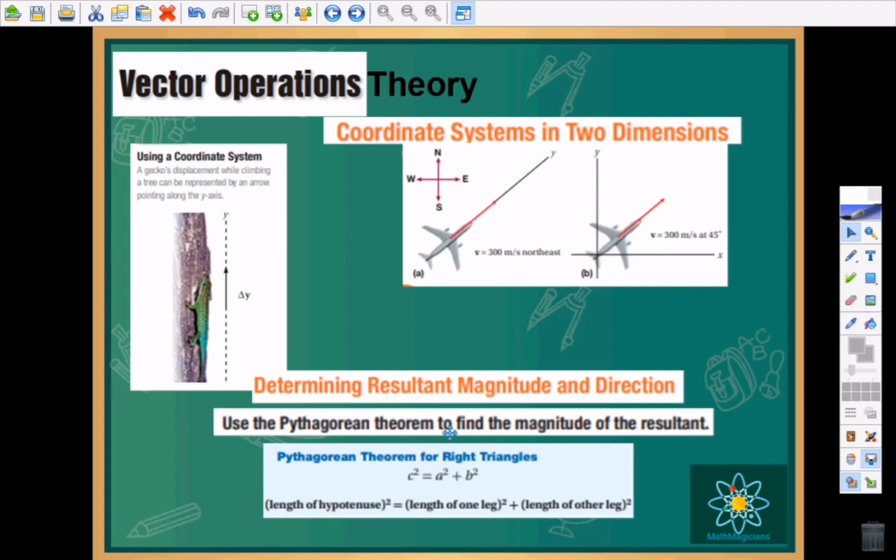The use of the Pythagorean Theorem to find the magnitude of the resultant, you have your formula here. It says the length of the hypotenuse squared, represented by c squared, is equal to the length of one leg, represented by a squared, plus the length of a second leg, represented by b squared. Let's continue with the next part of the video.